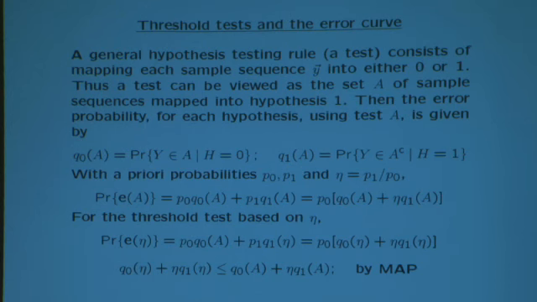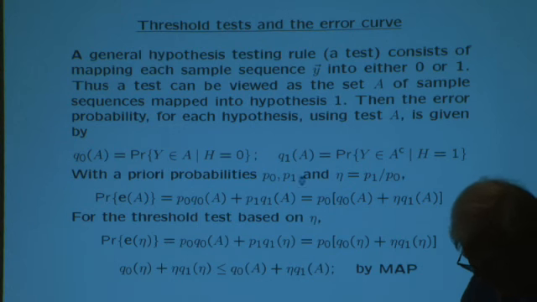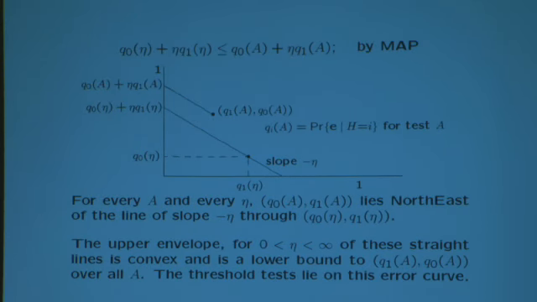What do we know about the MAP test? It minimizes the error probability under those a priori probabilities. So what we know about it is that this quantity is less than or equal to this quantity. Take out the P0s, and it says that this quantity is less than or equal to this quantity. Okay? Pretty simple. Let's draw a picture that shows what that means. Here's the result that we have.